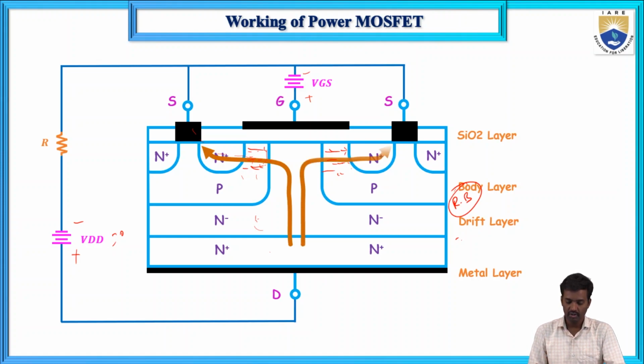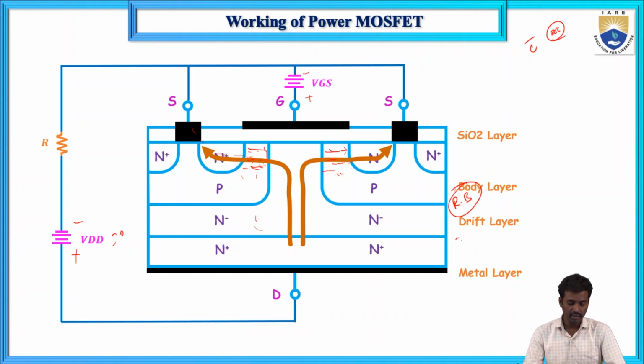Same way for the second MOSFET, the basic MOSFET. So in this way, the current conduction is due to the electrons only, not holes. There is no holes concept, only electrons. In this power MOSFET, current conduction is possible due to electrons only. Because of this reason, it is a unipolar device, a majority carrier device. There are no holes, only majority carriers, only electrons.